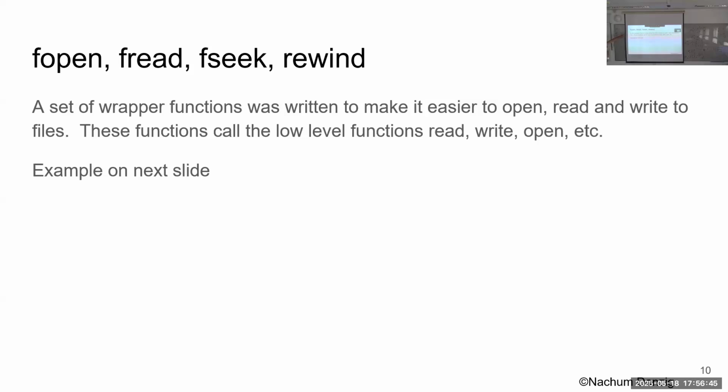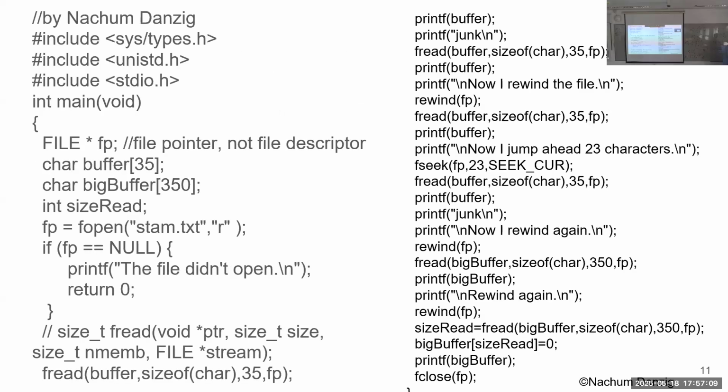So we have fopen, fread. They also have some other functions, fseek and rewind. A set of wrapper functions was written to make it easier to open, read, and write to files. These functions call the low-level functions read, write, and open, etc. Example on next slide. I actually prefer the regular primitive open and read, but I want you to know how to do both. It's a little bit different because the file descriptor is not just a number.